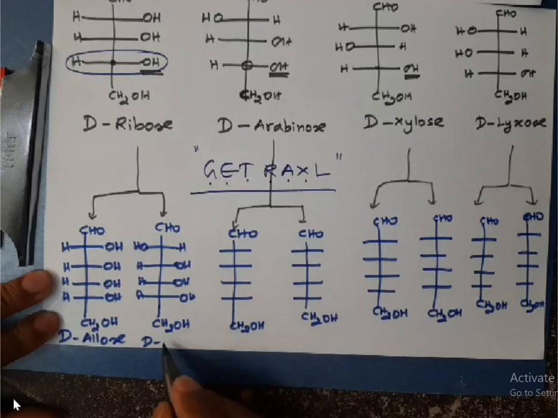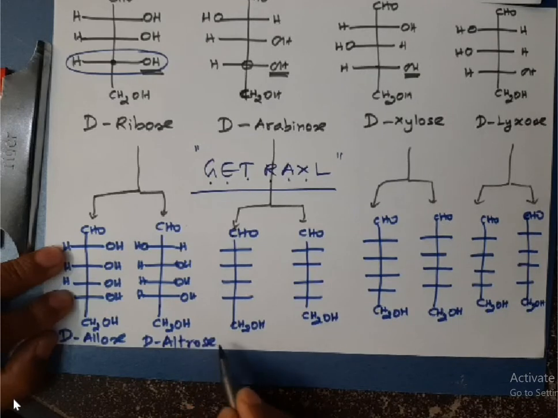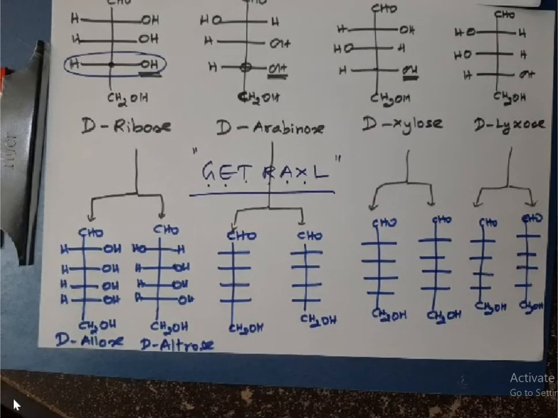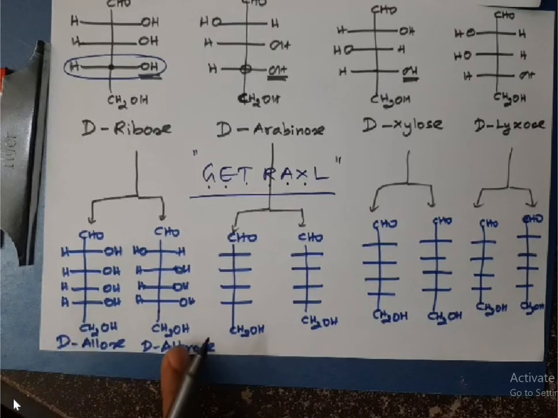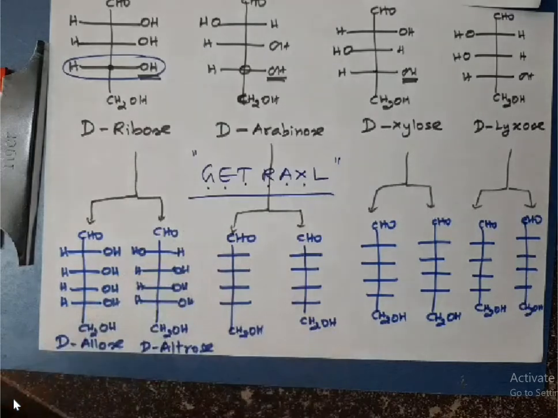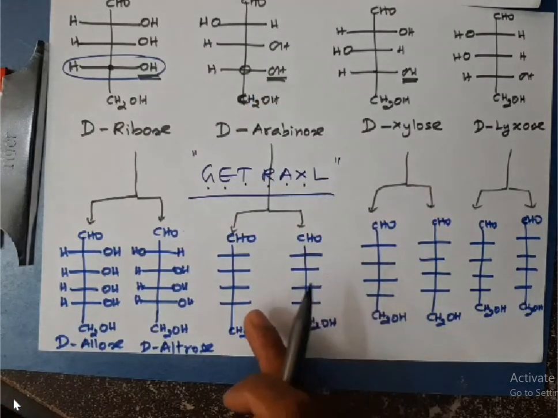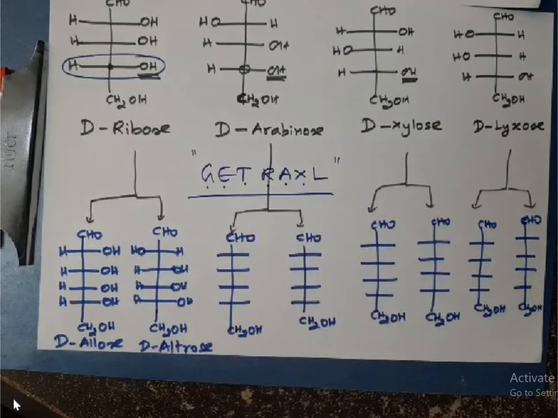Only one is altered. So just for remembering purposes I am saying it like this. Altrose. Okay, this is allose and this is altrose. These two are obtained by introducing one carbon in ribose. Right. Similarly, you take arabinose. In arabinose, you introduce one carbon. Right. You will get these structures.